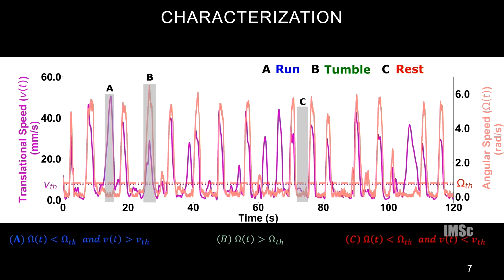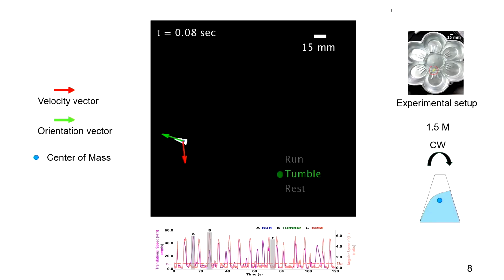Therefore, we characterize our system and categorize it into three states. There is a translational speed and a rotational speed, and we manually put a threshold value for both the translational and the angular speed. If the angular speed is less than the threshold value, then we consider it a pure run state. If the translational speed is less than the threshold value, we consider it a tumble state. If both of them are less than the threshold value, we call it a rest state.